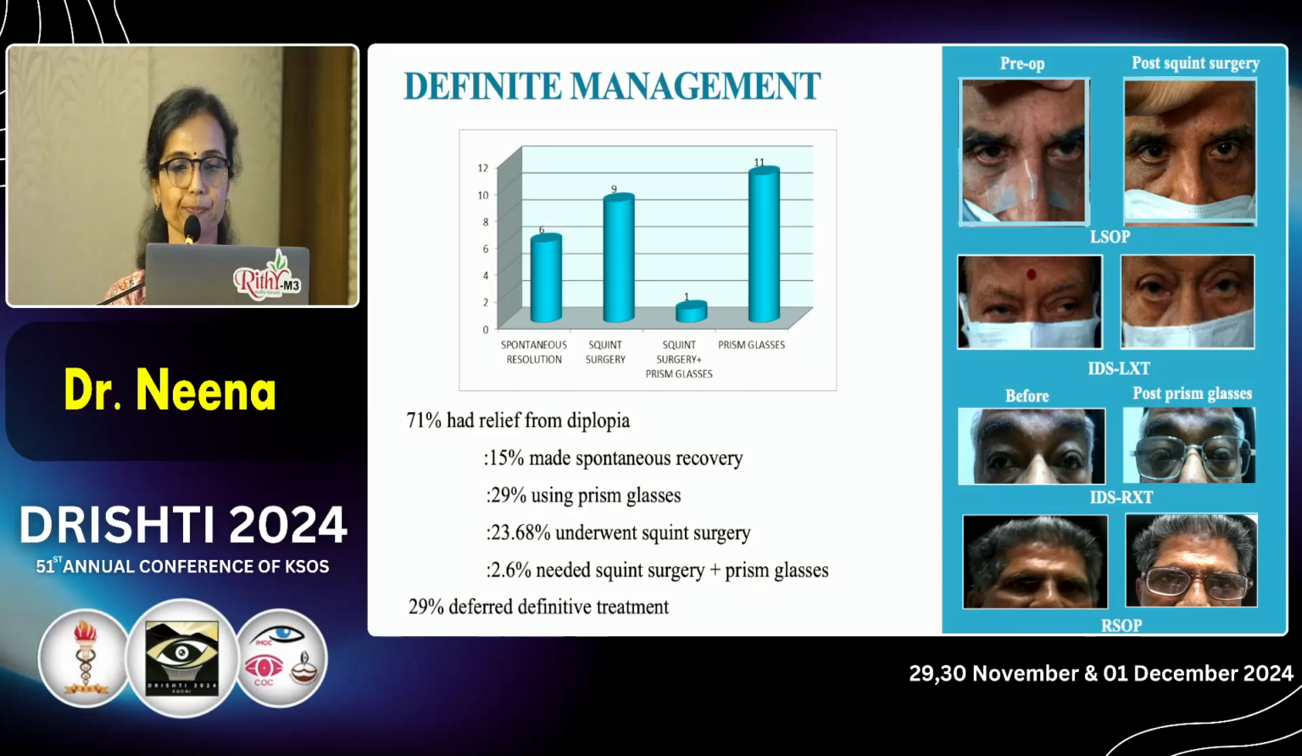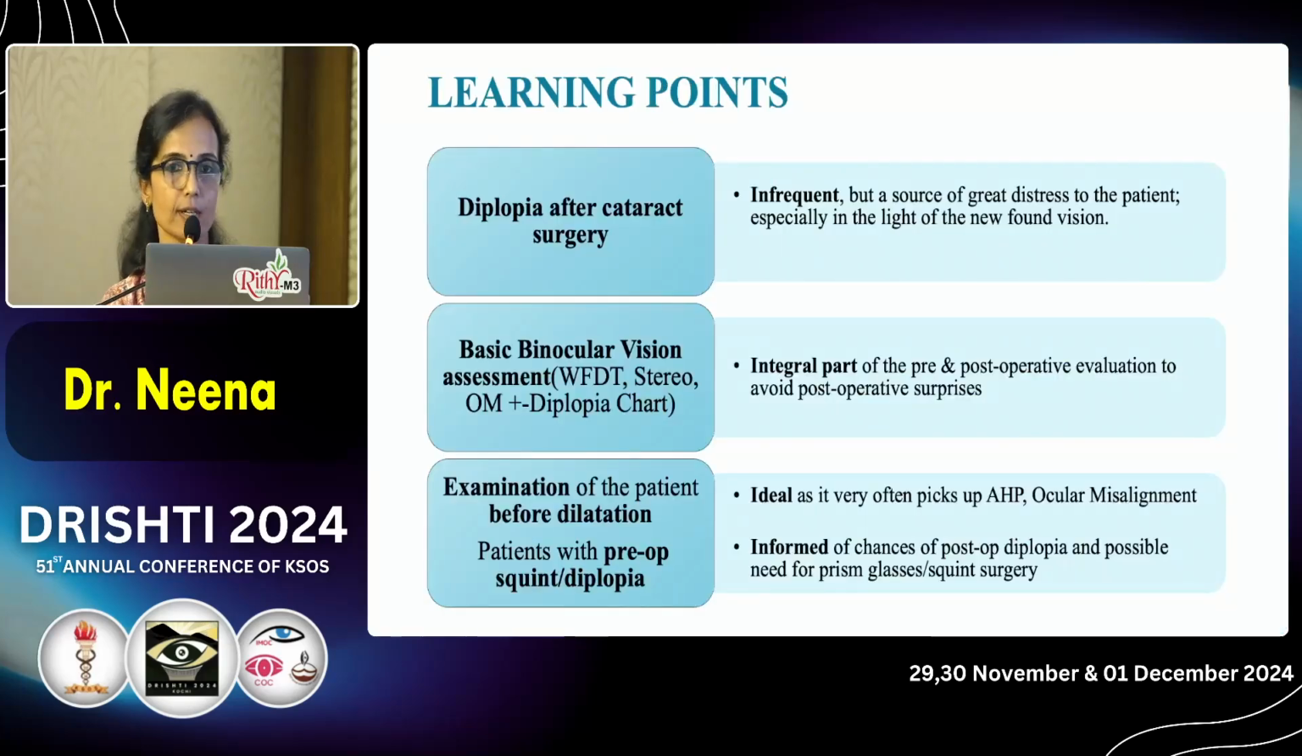and some of them will have to be taken up for squint surgery also. So the learning points would be that diplopia after cataract surgery is surprisingly rare and infrequent, but if it happens, it's going to cause you a lot of trouble. So be prepared to handle it. So basic binocular vision assessment, including a Worth four-dot test, stereopsis, ocular movement analysis with or without a diplopia charting should be an integral part of your pre and post-op assessment.